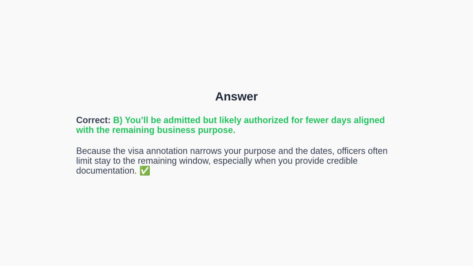The correct answer is B. Because the visa annotation narrows the scope and dates of your trip, an officer may admit you but limit your stay to what remains of the stated business purpose. The presence of a credible sponsor email supports admission but does not guarantee a longer authorized stay.